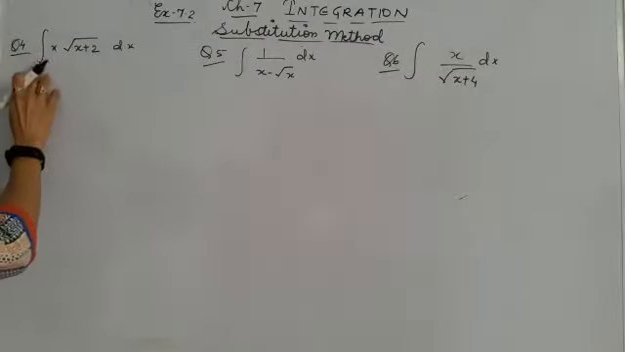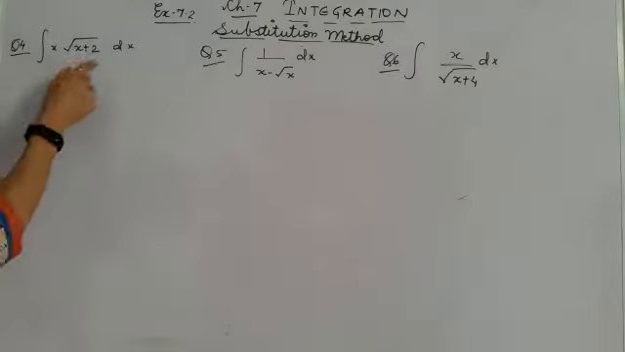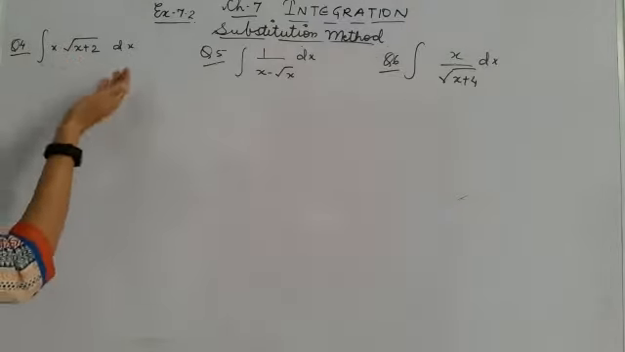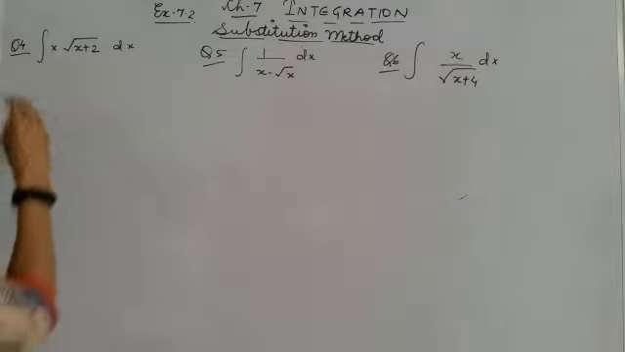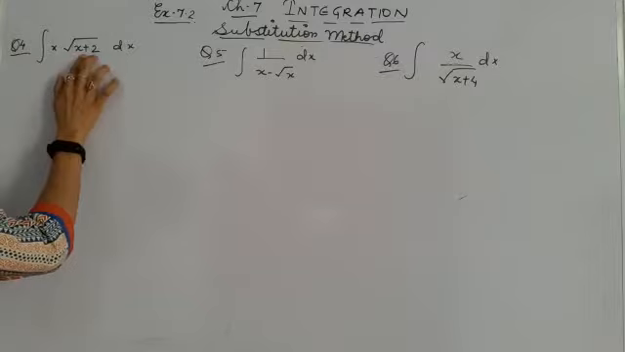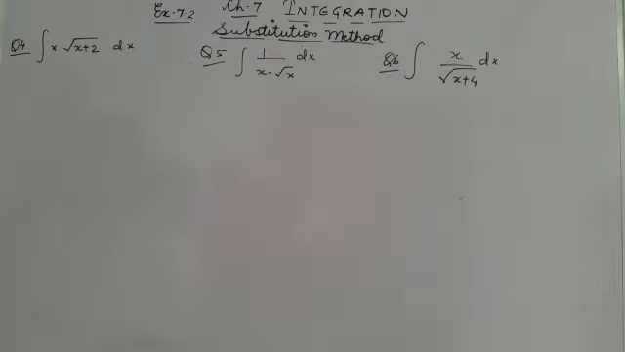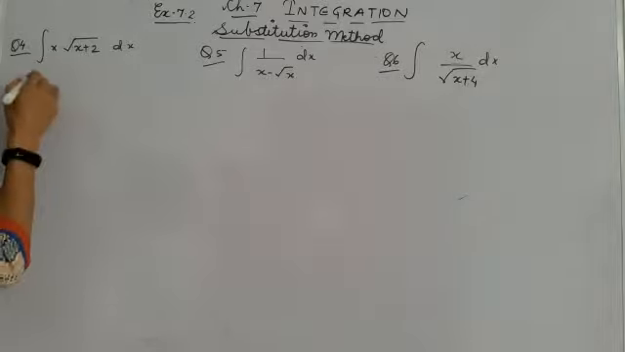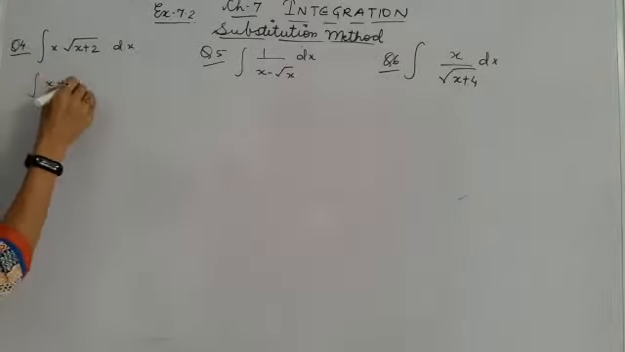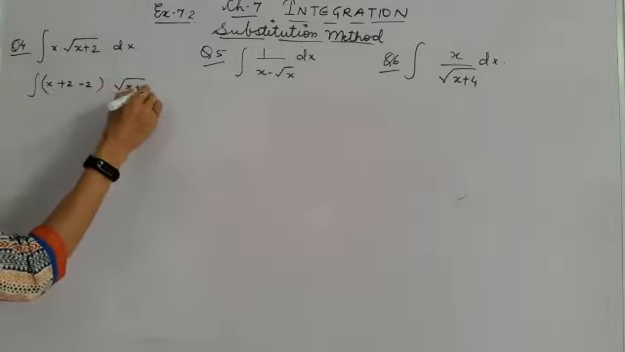Here it is given integration of x into root x plus 2. So I can see it is not a direct formula based question, and secondly I cannot apply my substitution method here, because if I substitute x plus 2, then its derivative is just 1, which is not present over here. So what I can do here, I can change this x by adding and subtracting 2 from it, and then I can write it like this.